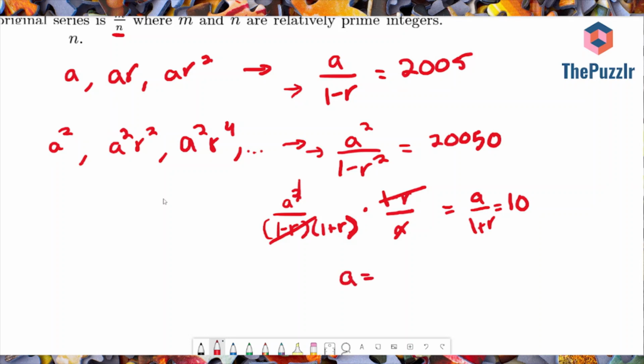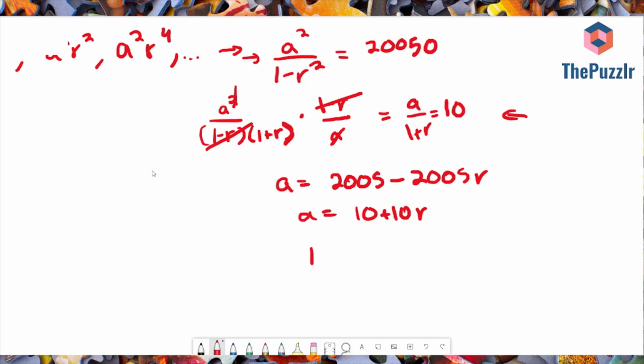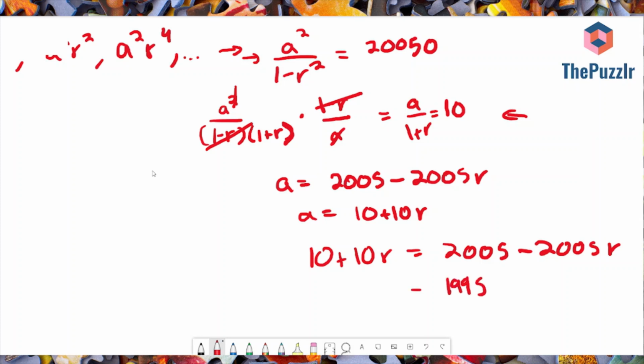We know that a from this first equation, if we multiply both sides by 1 minus r, a is equal to 2005 minus 2005r. And then from the second equation, a equals 10 plus 10r. Okay, so if it's both equal to a, we can set them equal to each other. We have 10 plus 10r equals 2005 minus 2005r. This is a simple problem for us to solve. 1995 equals 2015r, or r equals 1995 over 2015.